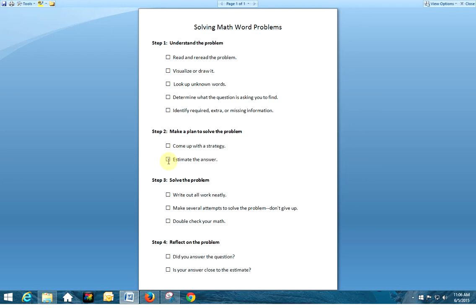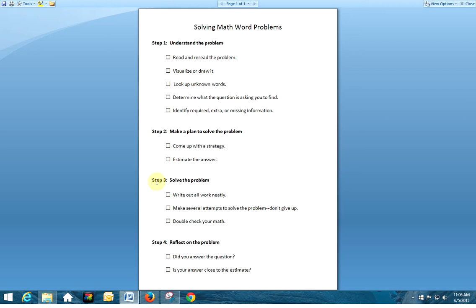Then you need to estimate the answer. This means that you come up with a guess before you even get out your calculator. It's a very important step because if our final answer is nowhere close to our estimate, then we know we need to go back and rework the problem. We are going to practice estimating in just a few minutes in the rest of Module 1.